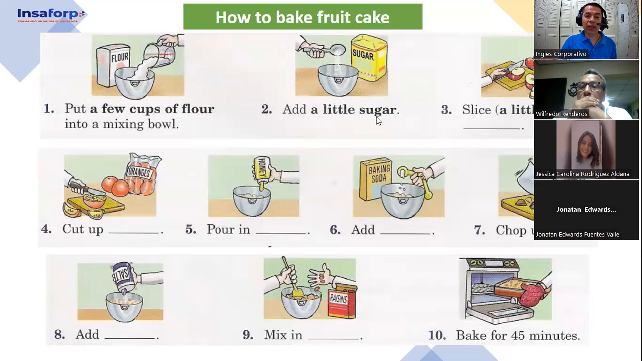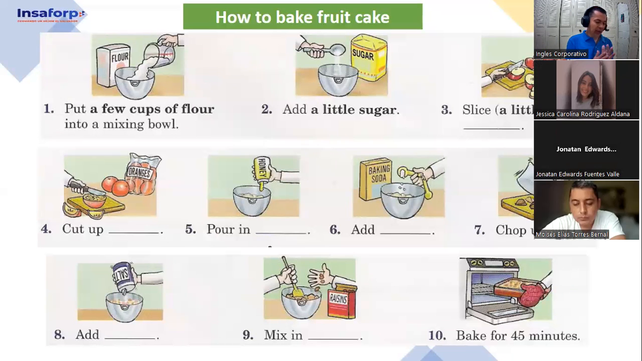Sugar, honey, sugar, right? So sugar is not countable, so a little. Good, let's begin. Nos quedamos con Jonathan, ¿verdad? Yes, okay. Now Kenya, please. Kenya, number 3. Help me, please.